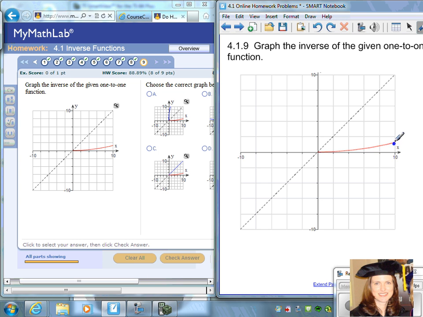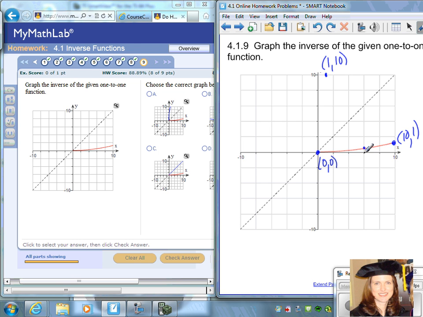For example, this point right here looks like the coordinates are 10 comma approximately 1. It doesn't have to be exact. It looks kind of a little bit more than 1 if this is a scale of 2. That's going to translate to a point on the inverse, which has a reverse order. So the point 1 comma 10 is going to be on the inverse. It also has this point here, 0, 0 on the original function, which is going to correspond to 0, 0 on the inverse.